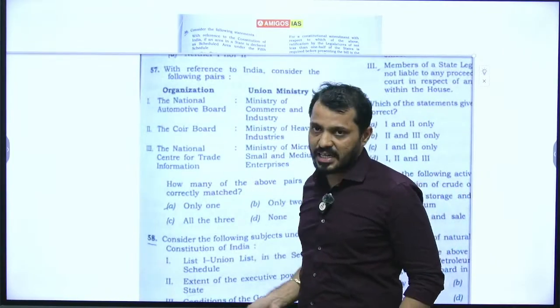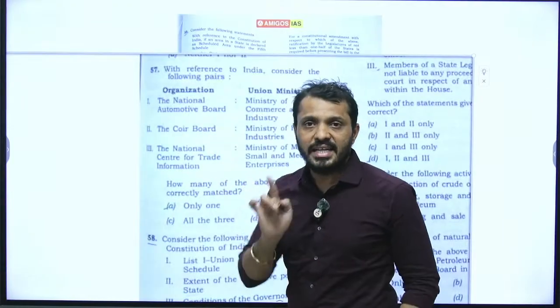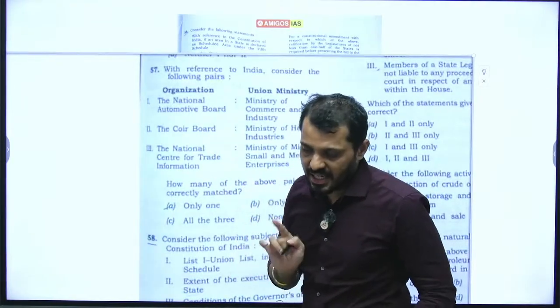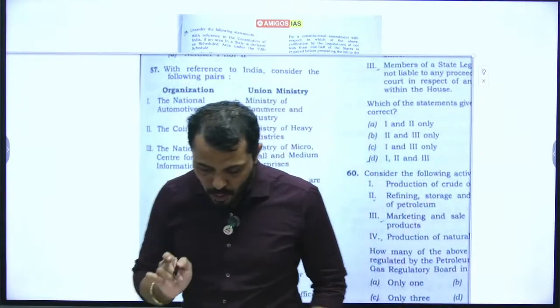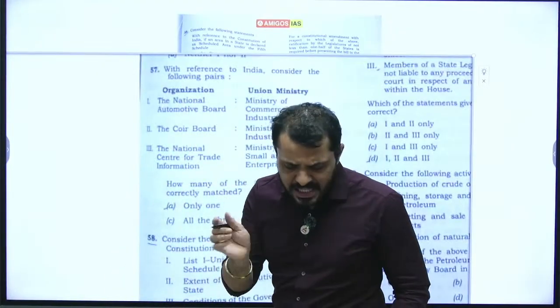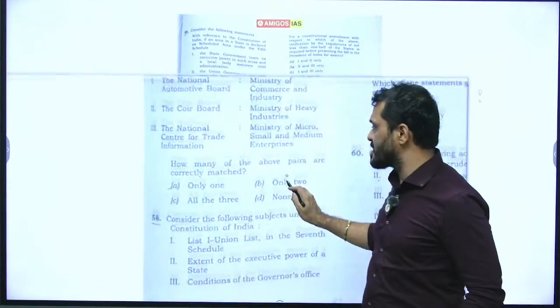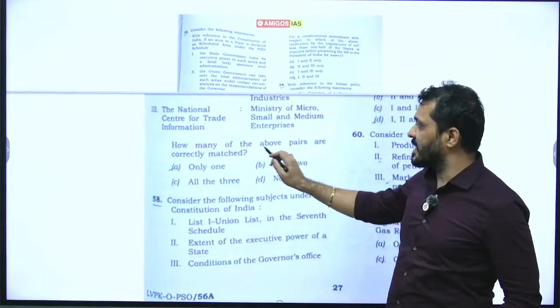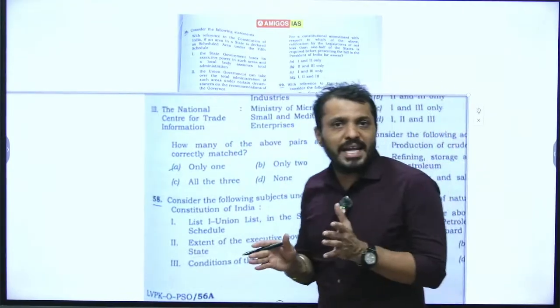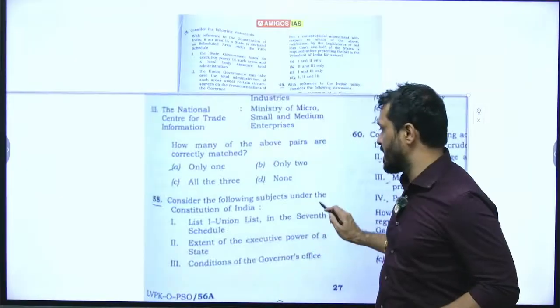So this is also incorrectly matched. So all these three are incorrectly matched. This is about question number 57. So all three are incorrectly matched, which means our answer must be, how many of the above pairs are correctly matched, none. No pair is correctly matched. That we have to understand.